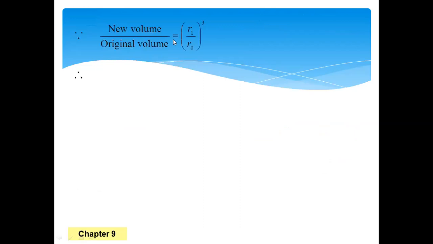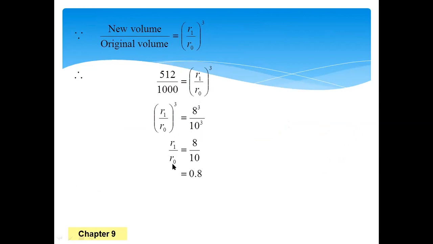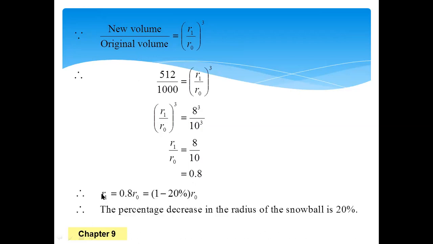Ratio of volume is equal to the ratio of radius, but it's the cube. So according to what we have, the ratio of volume is equal to the cube of the ratio of radius. 512 is equal to 8 times 8 times 8. 1000 means 10 times 10 times 10. So R1 to our original R0 is equal to this. Therefore, the new radius is equal to 0.8 R0.